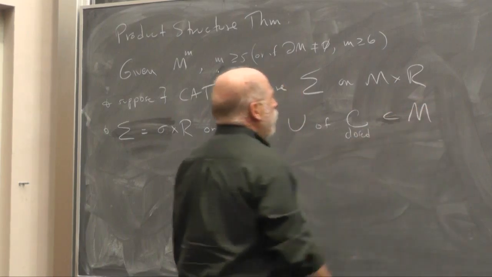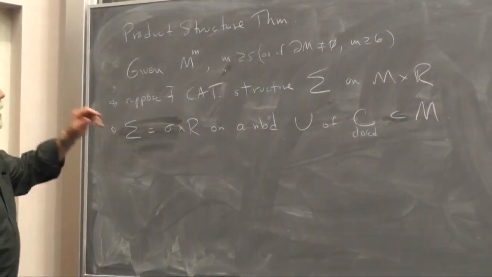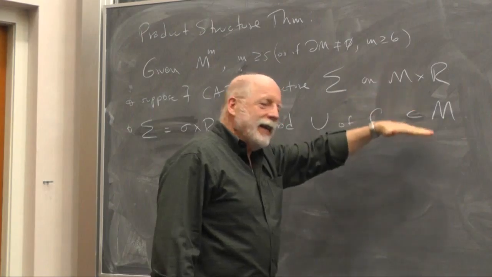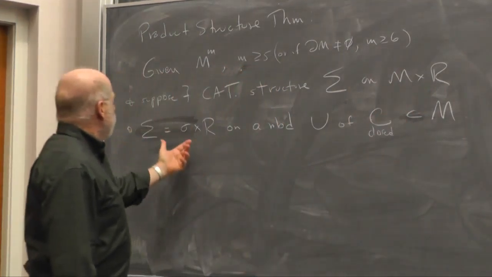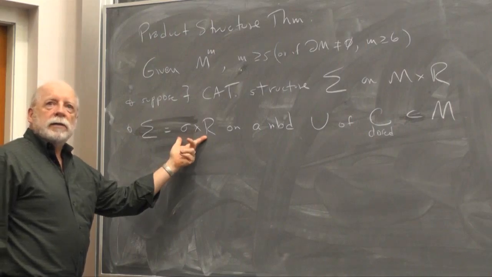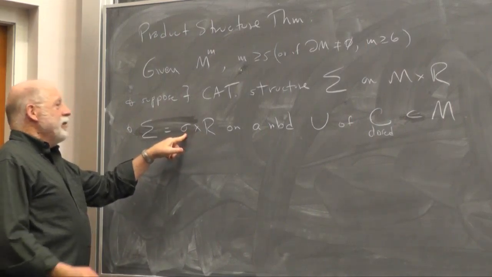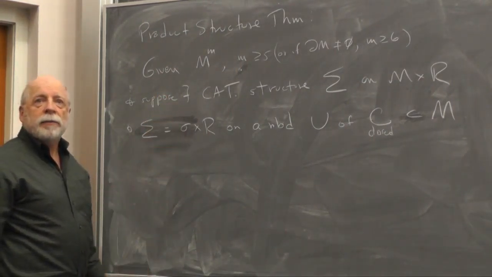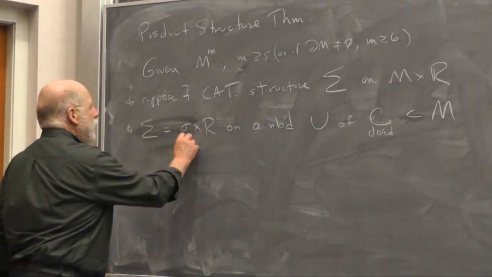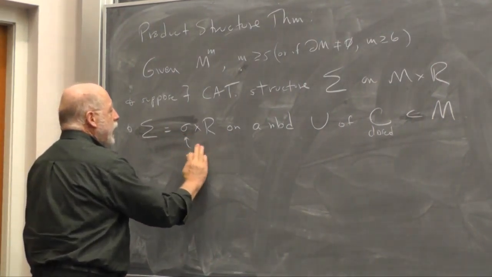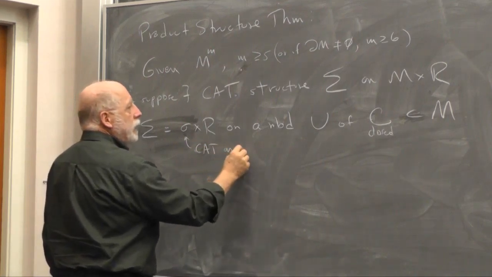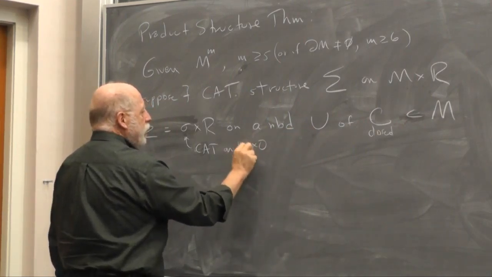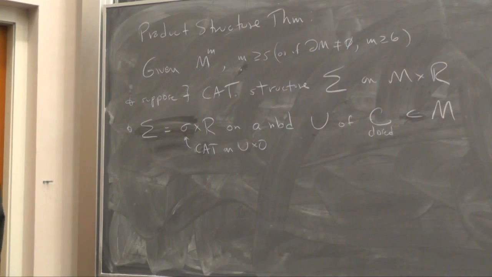So in other words, we're supposing that we're trying to get this CAT structure on M cross R down onto M cross 0. So we suppose that's already done on this neighborhood of C. So here this is little sigma. It's just a little sigma because it's on a lower dimensional space, M cross 0 instead of M cross R. So this is the CAT structure on M cross 0. Well, not on M cross 0, it's on a neighborhood U cross 0. So that's what that means.